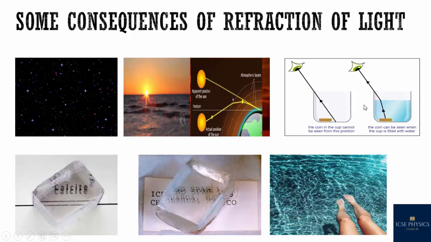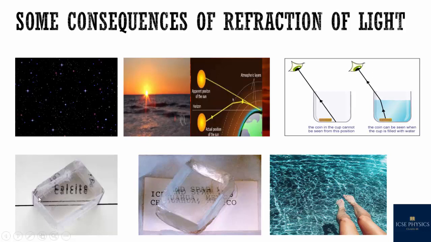Similarly, here, a coin is kept in a vessel and not visible when seen from just below the edge of the vessel. But it can be viewed from the same position when water is poured into the vessel. Because when water is poured, there is a refraction or bending of light rays. So it could be easily visible.